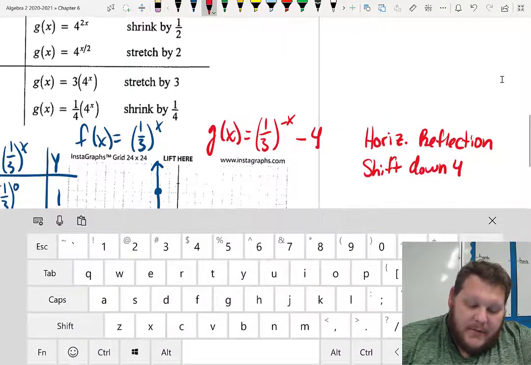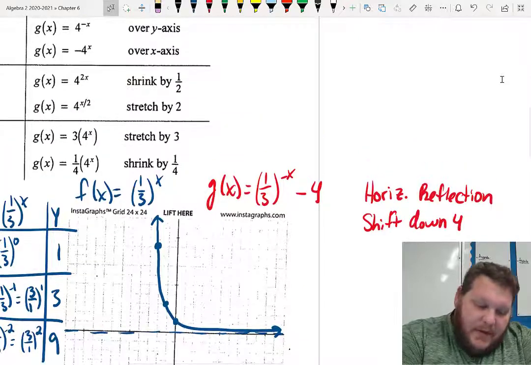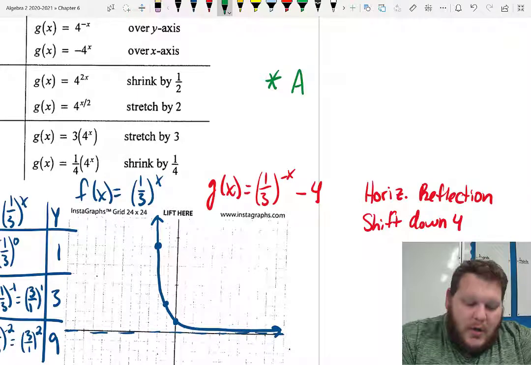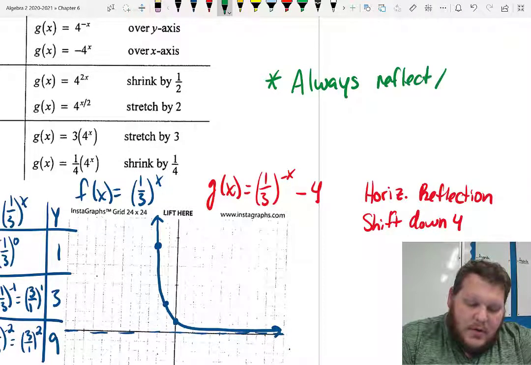Now, in these transformations, in these exponentials, what you have to make sure you remember, I'll put a little note here, an asterisk, we always reflect or stretch/shrink first.